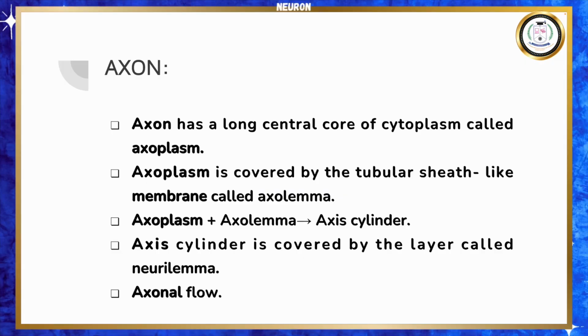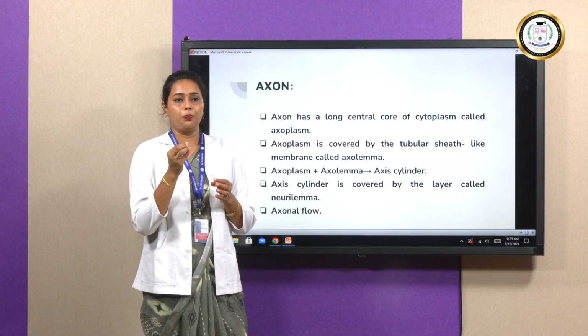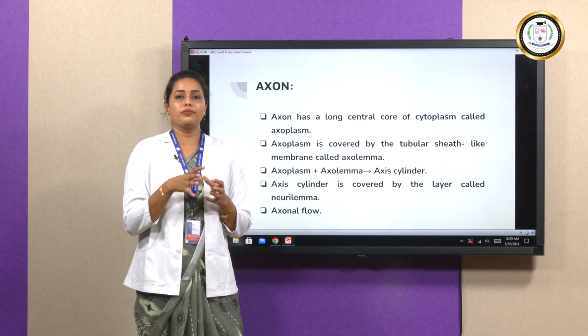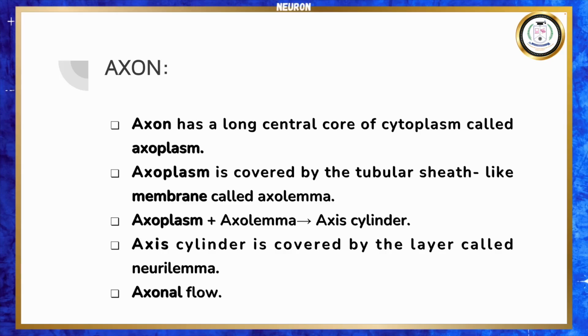Each axon has a central core of cytoplasm. What is cytoplasm? Cytoplasm is a gelatinous liquid present inside the cell, mainly responsible for maintaining the contour of the cell. So the axon will have a central core of cytoplasm, and this central core of cytoplasm in the axon is called axoplasm.